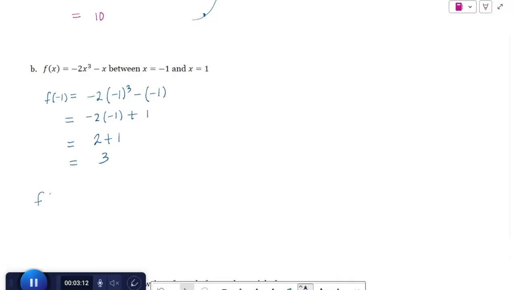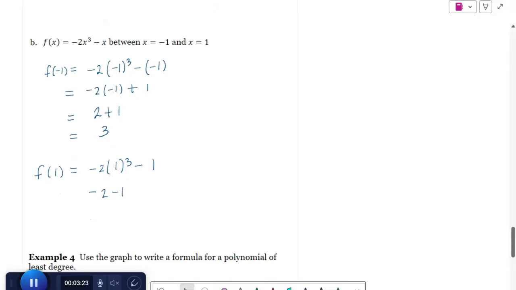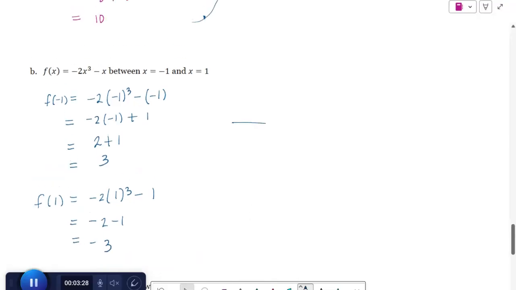And then let's plug in +1. So this will be -2 times 1 cubed minus 1. This is -2 minus 1. This is -3. So thinking about this graph, at -1, the graph is positive, and at +1, the graph is negative. So somewhere between these, the graph has to cross through the x-axis and give us an x-intercept.